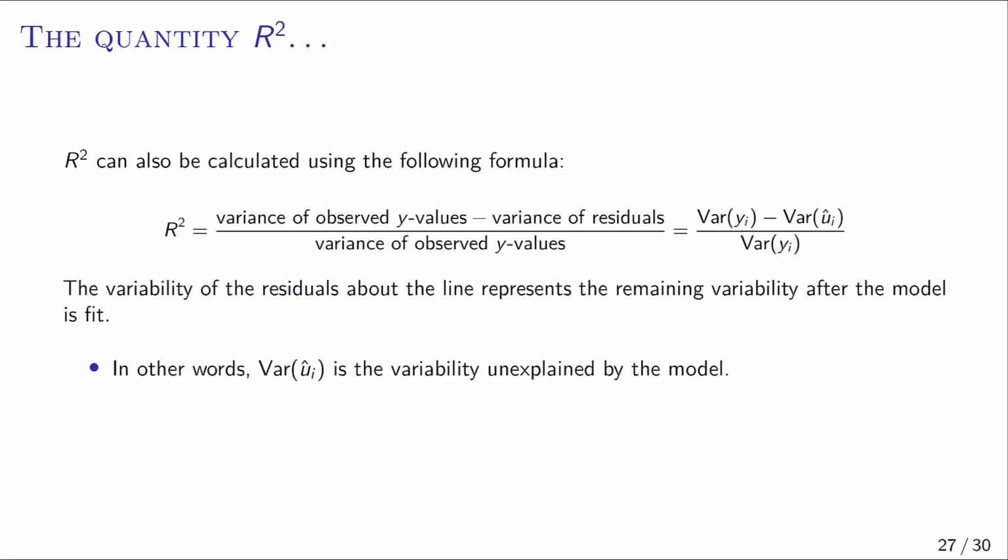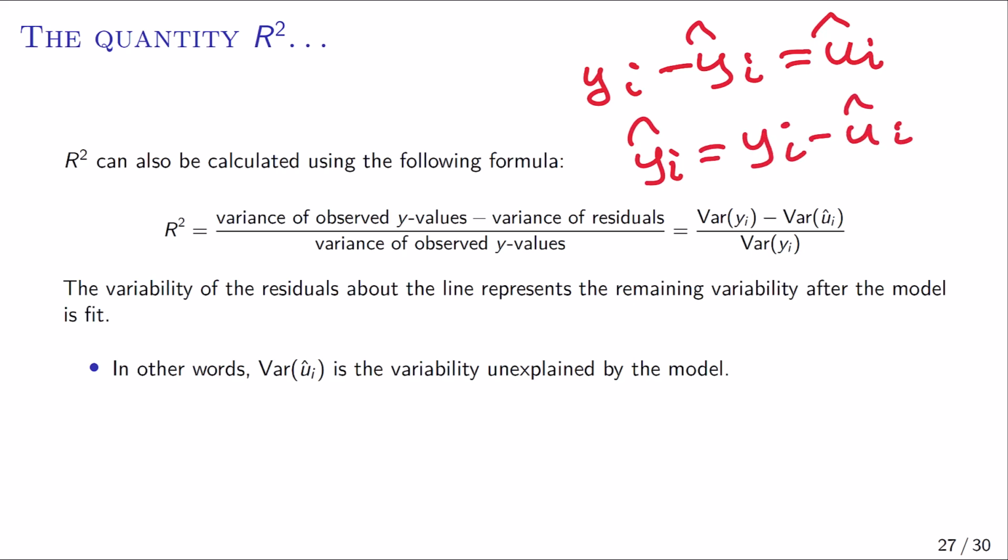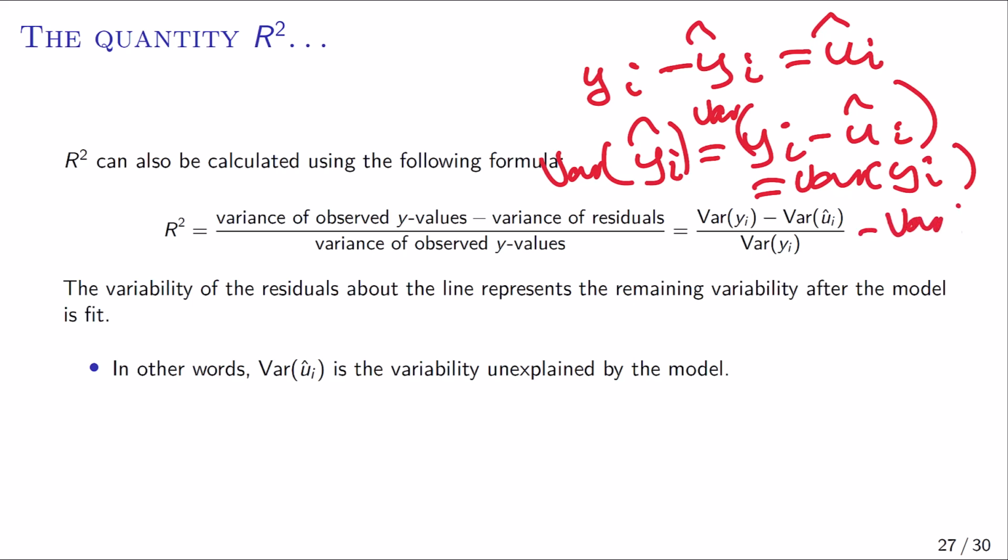It can also be calculated as the variance of yi minus the variance of ui hat. You can see right here, take a look. Yi minus yi hat equals ui hat. Then yi hat equals yi minus ui hat. And then the variance of yi hat equals the variance of these two. Since they are unrelated, the variance of yi hat is the variance of yi minus the variance of ui hat.